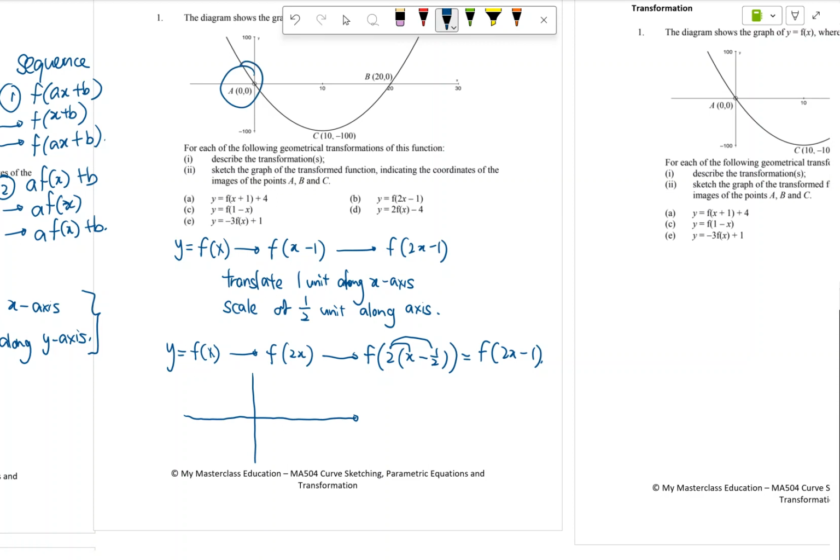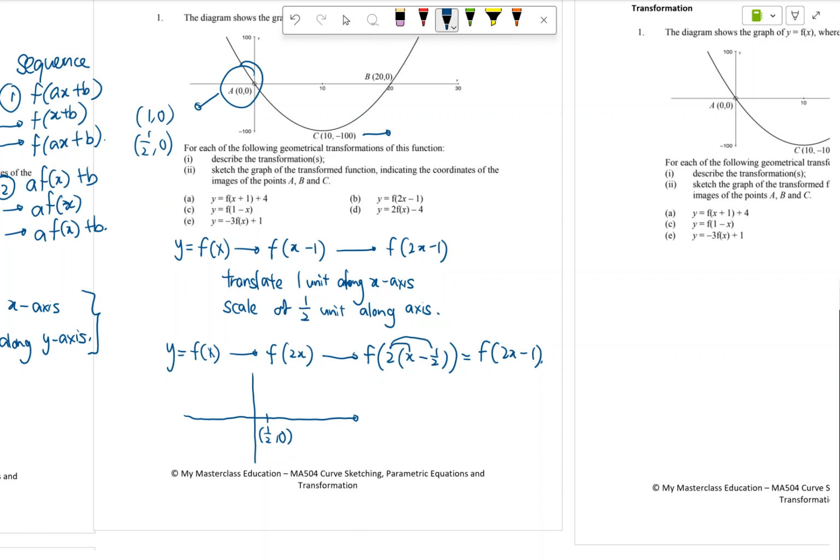Translate 1 unit along the x-axis. Now it will become (1, 0), and then scale by half a unit. So a will now become (1/2, 0), because this will move forward to (1, 0) and then scale, so (1/2, 0).